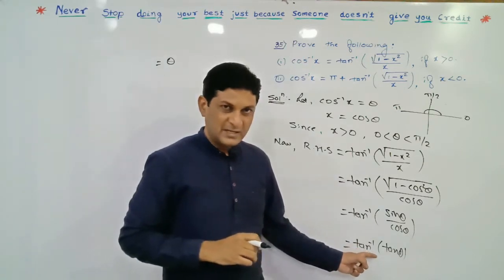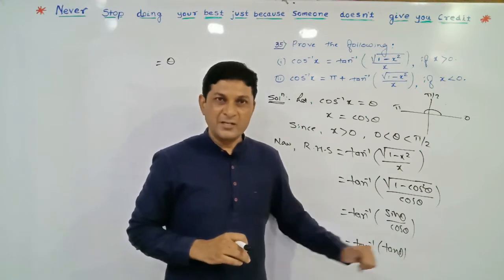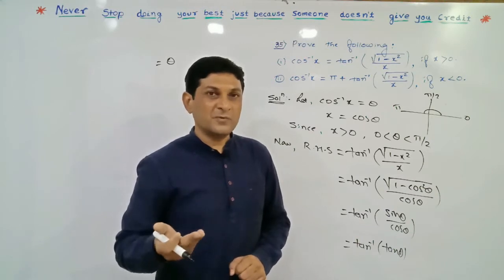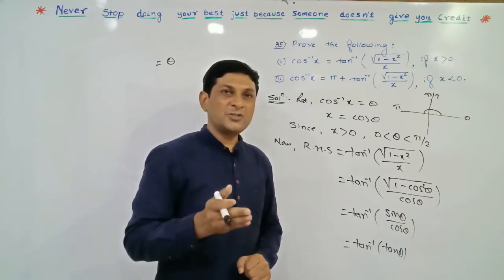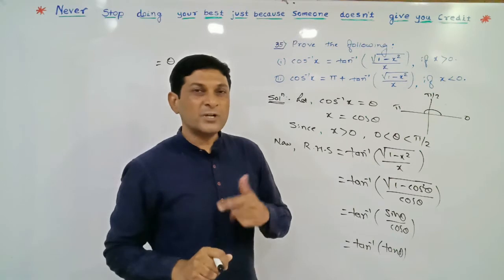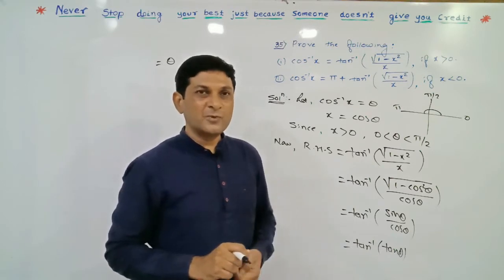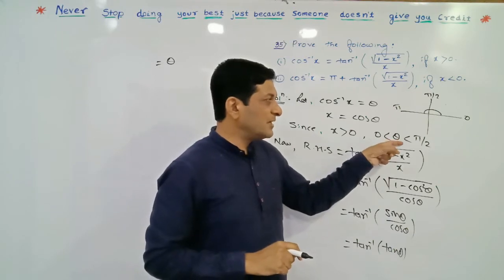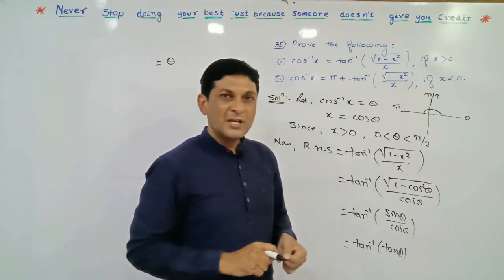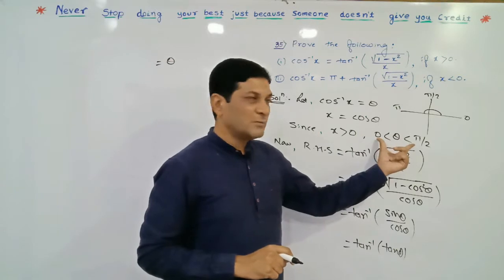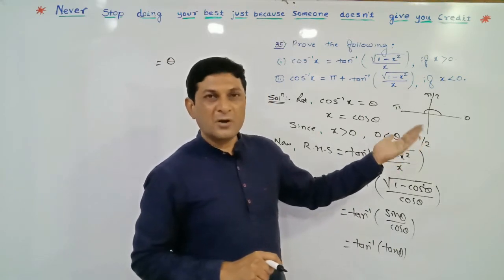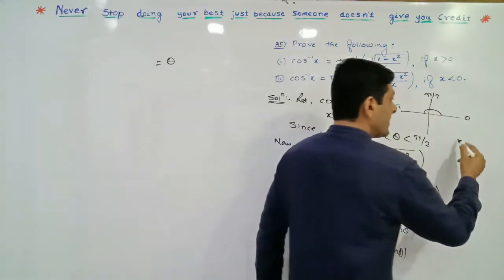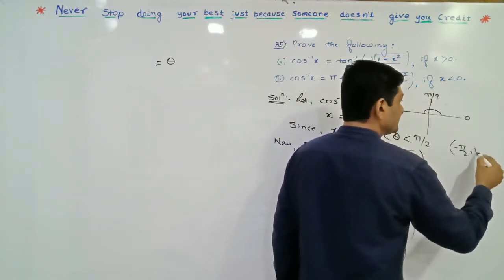Now theta is the value of tan inverse. And we know that if theta is the value of tan inverse, then we have to check whether it belongs to its range or not. What is the range of tan inverse? Minus pi by 2 to plus pi by 2. Here we have already shown that theta lies between 0 to pi by 2, and this is part of the interval minus pi by 2 to plus pi by 2.